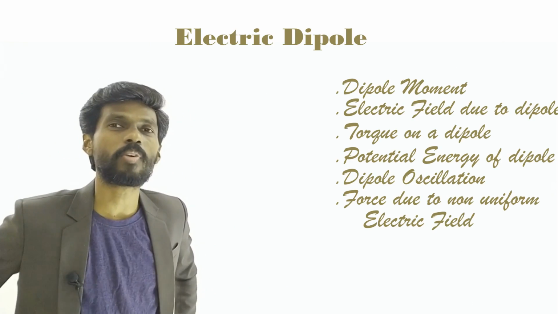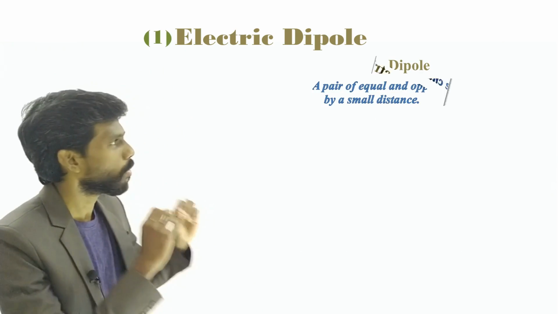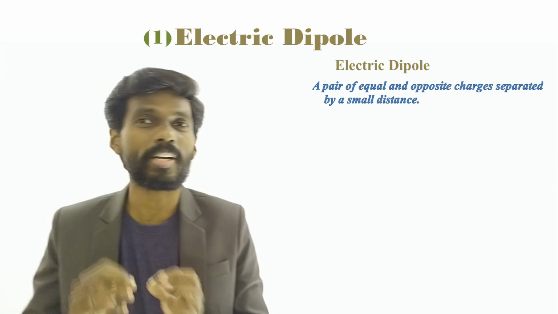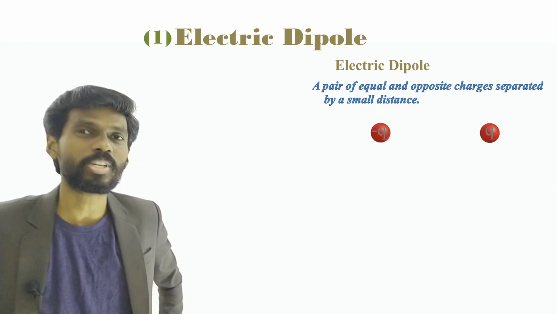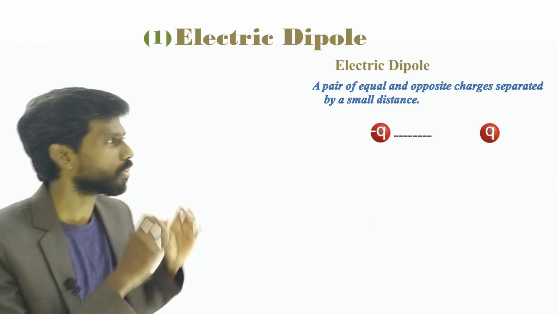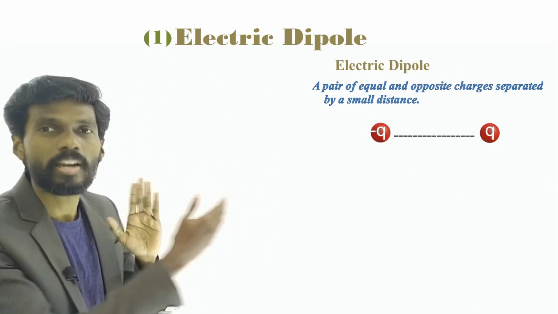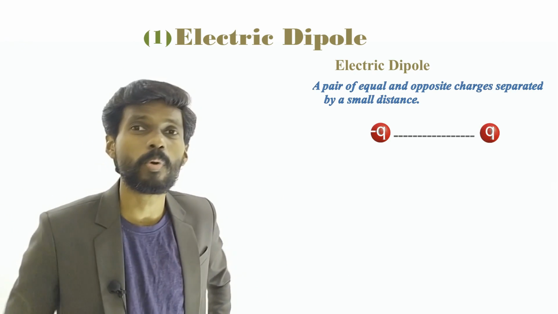First of all, we will define what an electric dipole is. A dipole is a pair of equal but opposite charges separated by a small distance. There are two charges, q and minus q, a pair of equal but opposite charges. These two charges are kept at a certain distance. This combination of charges is called a dipole.